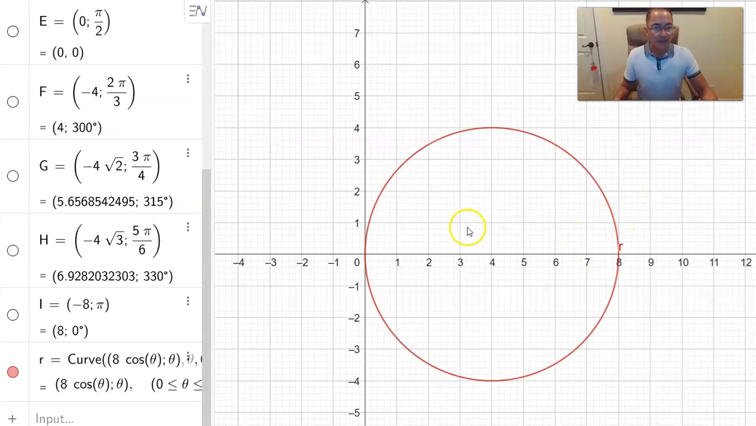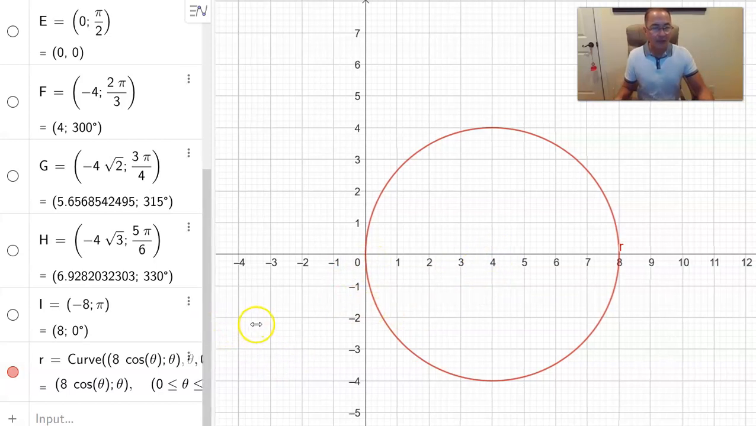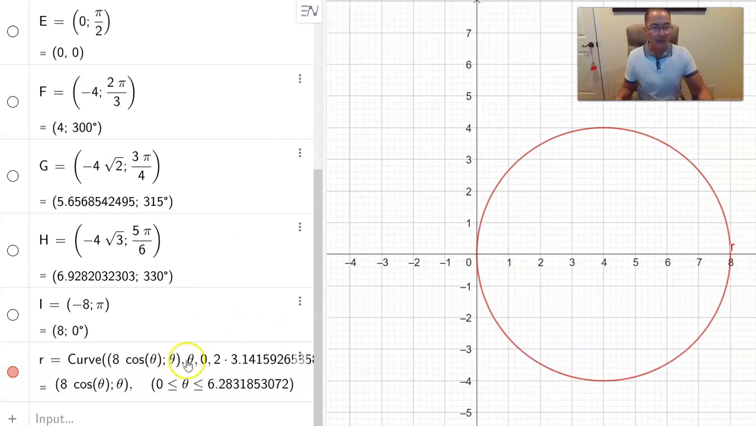All right, so here's our curve, and that does look like (4, 0) is the center. That's the topmost point, bottommost point, rightmost, and leftmost point. Okay, so while we are here, let's see what happens if we change cosine to sine instead.